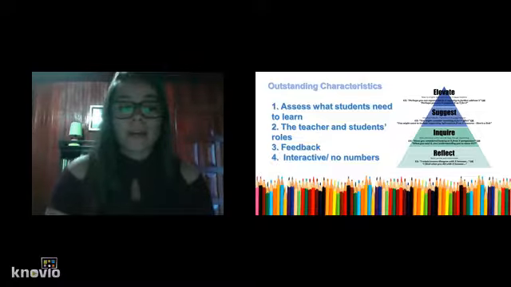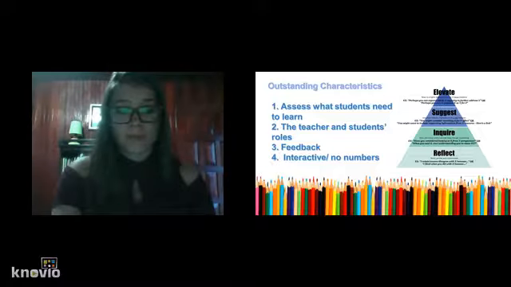Then we have that it is interactive and no numbers are used in the evaluation. So in the evaluation we will use a checklist or a rubric, no numbers.